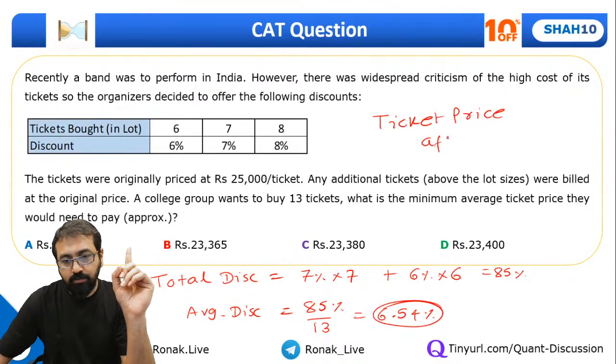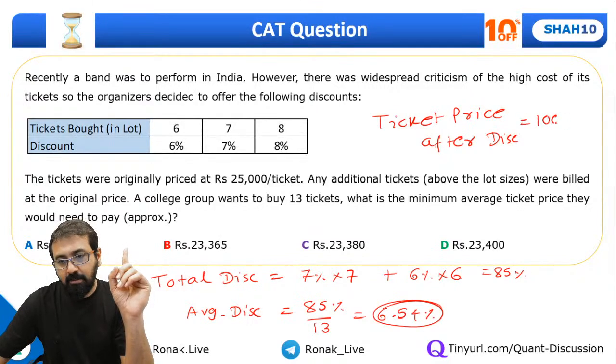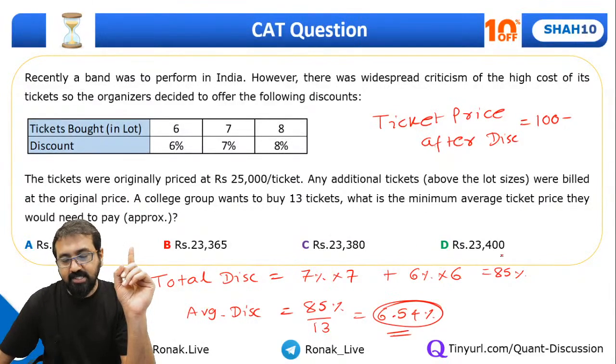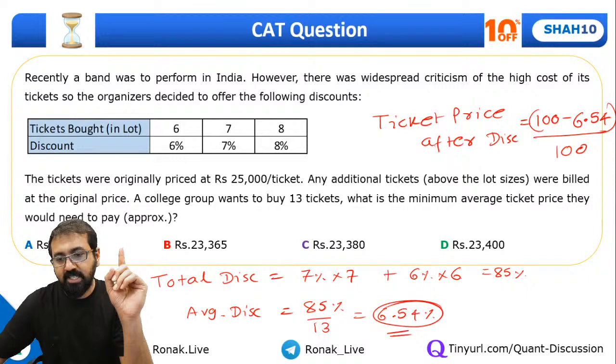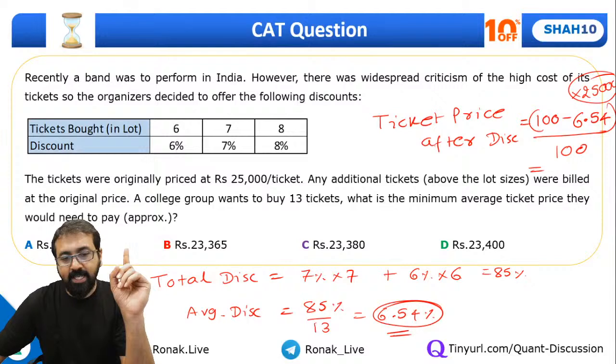So the ticket price after discount should be 100 minus this discount, that is 6.54, divided by 100, because this many percent of 25,000, into 25,000. This is my ticket price. When I solve this, I'll get 23365 rupees as my answer.